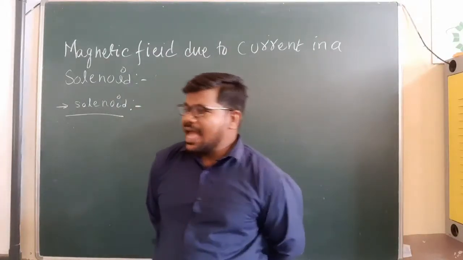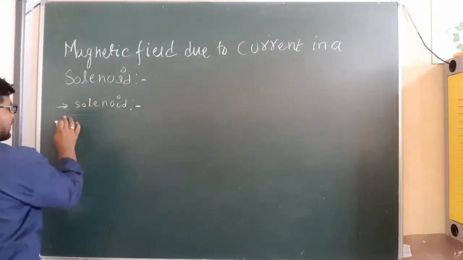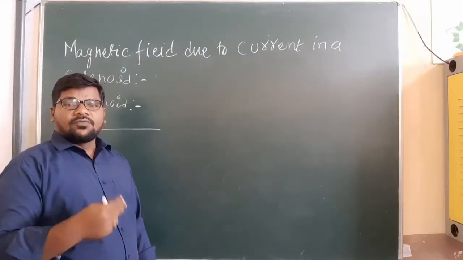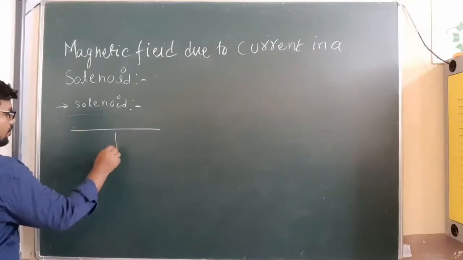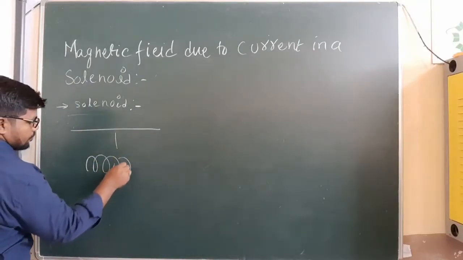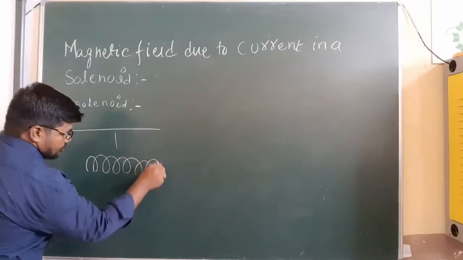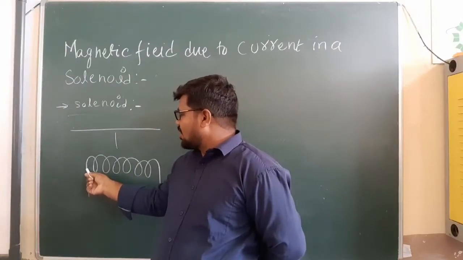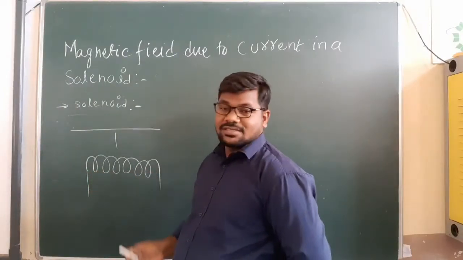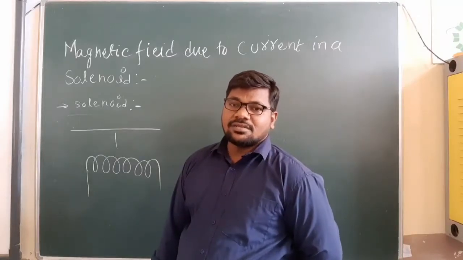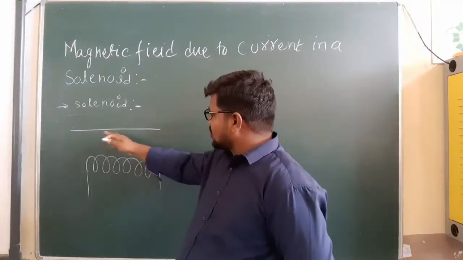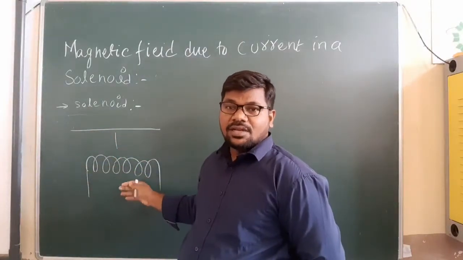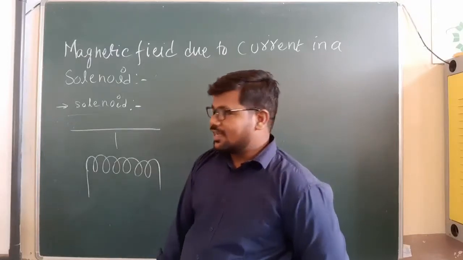A solenoid is a long wire, a wire made into a number of turns like this. We can say this is a solenoid. A coil of a large number of circular turns we call a solenoid. Clear? This is a straight wire, and we can wind it like a helix or spring. We can say this is a solenoid.